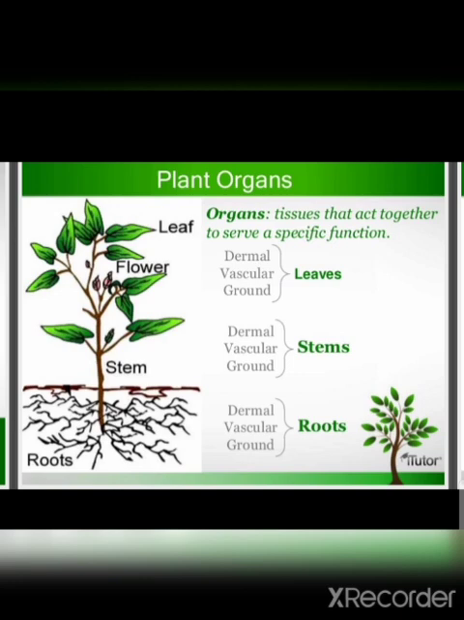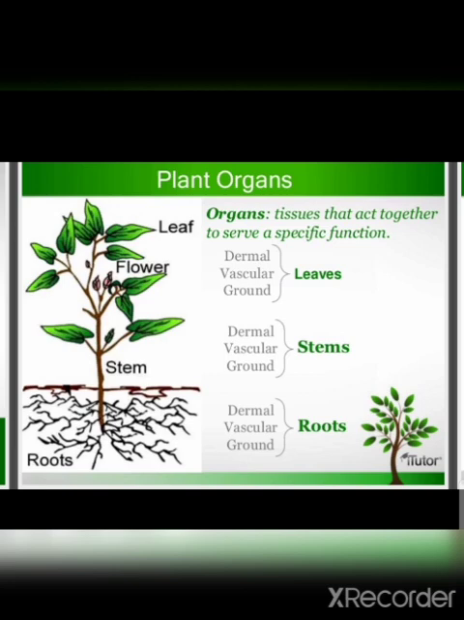So there is a division. The root system is everything growing below the ground, inside the ground, and above the ground, that is the shoot system. The shoot system is everything that is above the soil, right? So in a plant organ you can see flower, stem, leaves and root.